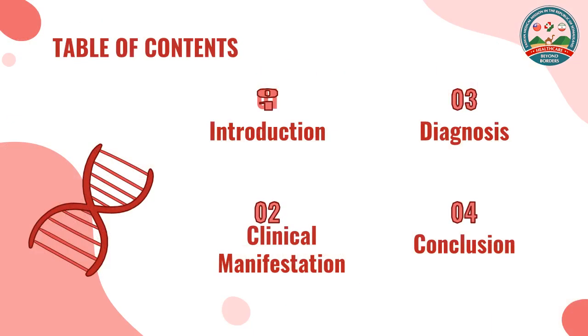Before we begin, here's a quick overview of what we'll cover today. First, we'll look at a brief introduction to ARDS, what it is and why it matters. Then, we'll move on to the clinical manifestations, focusing on early and late signs that we should never miss. Next, we'll discuss the diagnosis, especially the Berlin criteria, and how we apply it in real ICU practice. And finally, we'll wrap up with a conclusion summarizing the key points for daily critical care work.